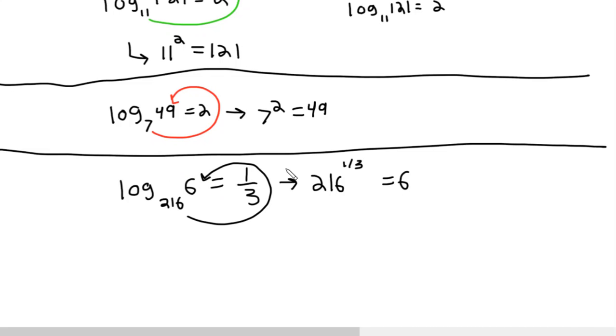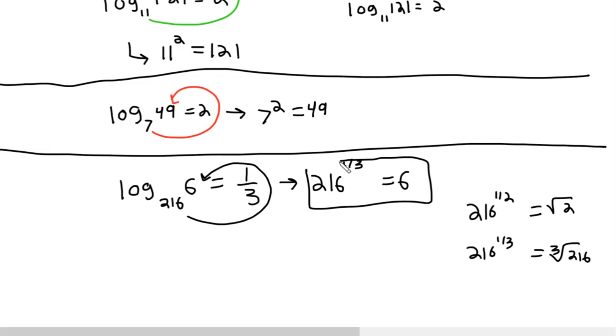And this makes sense because if you have a number raised to a fraction, if I have like 216 to the 1/2, that's the same thing as the square root of 216. If I have 216 to the 1/3, well, that's the same thing as the cube root of 216. And the cube root of 216 just happens to be 6. So this makes sense right here. So those are some examples where you're rewriting logarithms in exponential form.